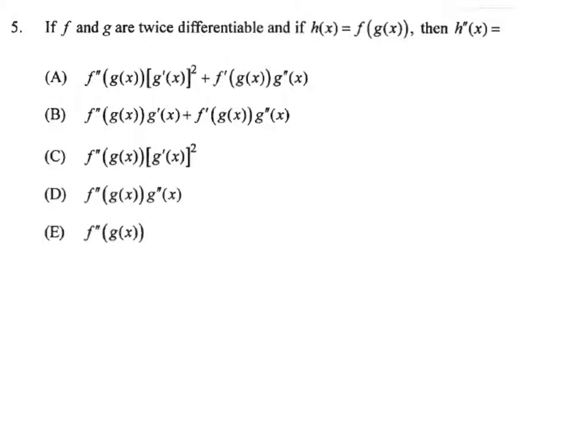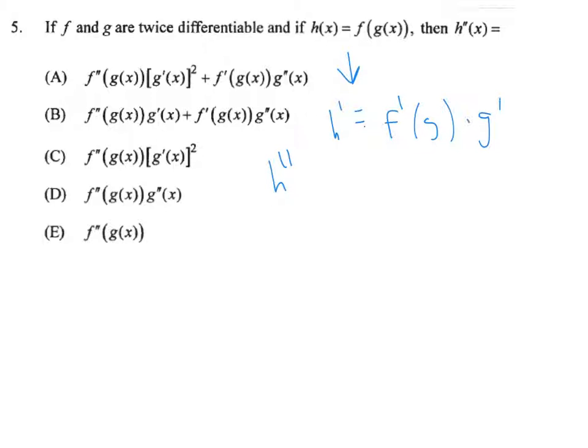Alright, so this one is using the chain rule. A couple times chain rule, product rule. So we'll start out with just take this thing here and take its derivative. So h prime is equal to, well, it's going to be f prime of g times g prime. Alright, there's my first derivative. My second derivative, I now have to use the product rule.